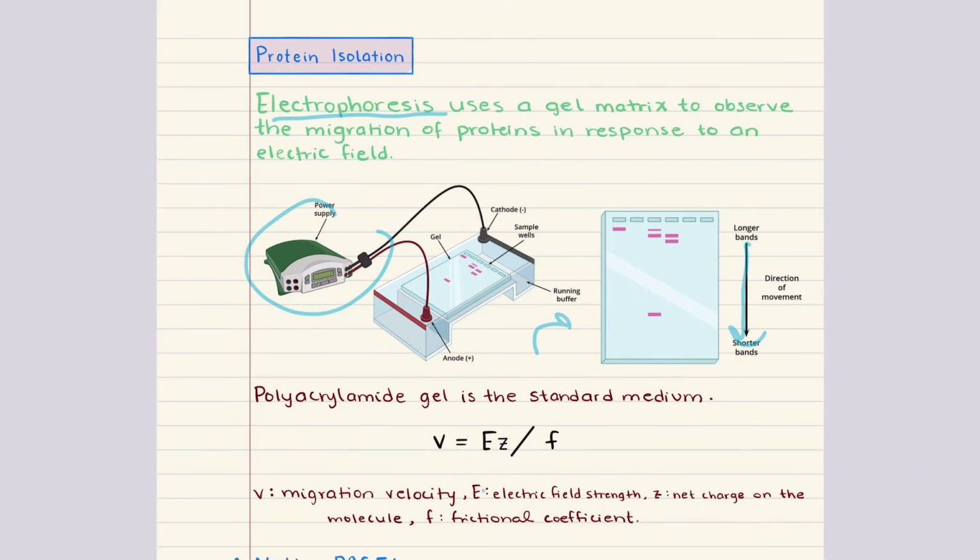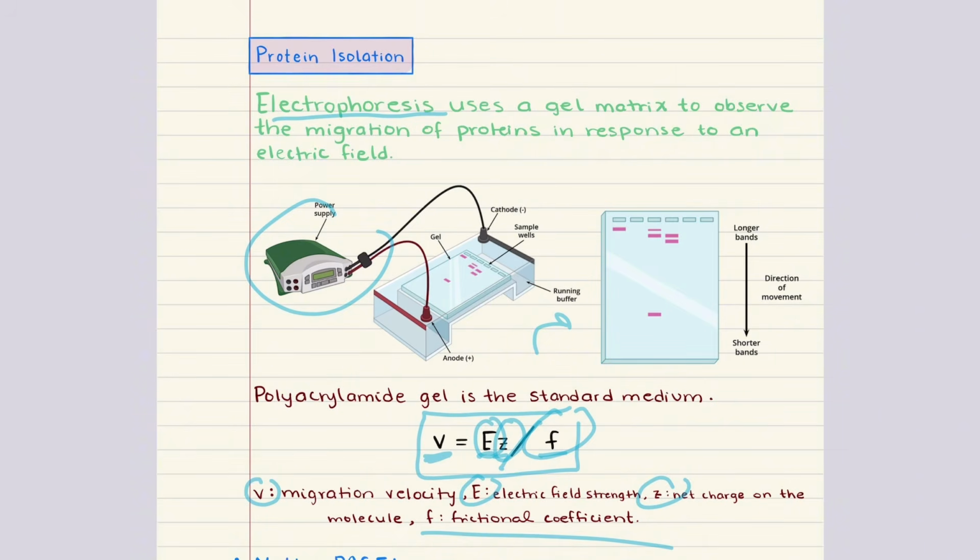1, the strength of the electric field. 2, the net charge on the protein. And 3, the frictional resistance it experiences as it moves through the gel. And this relationship is captured by the equation you see here. V equals E times Z divided by F, where V is the velocity or speed of migration, E is the electric field strength, Z is the net charge of the molecule, and F is the frictional coefficient, which depends on the size and shape of the protein.